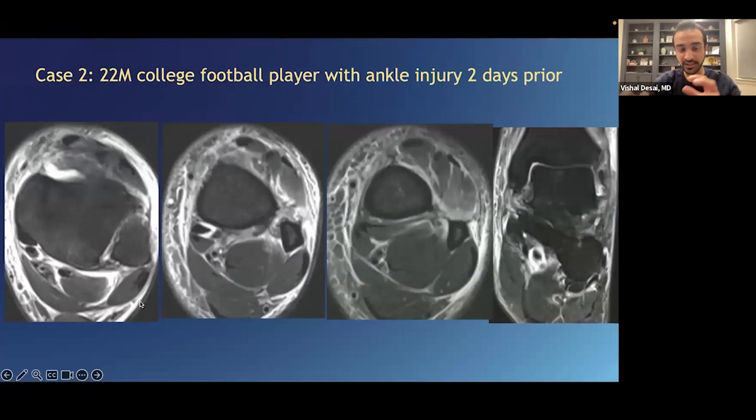Let's move on to another similar case of an ankle sprain. This is a 22-year-old male college football player with ankle injury 2 days prior. So I'm going to highlight the areas of interest again for you. So going higher up, we have this structure here. I will clue you in that the proximal extent of this injury was not included on the field of view of the MRI. And last on this image here.